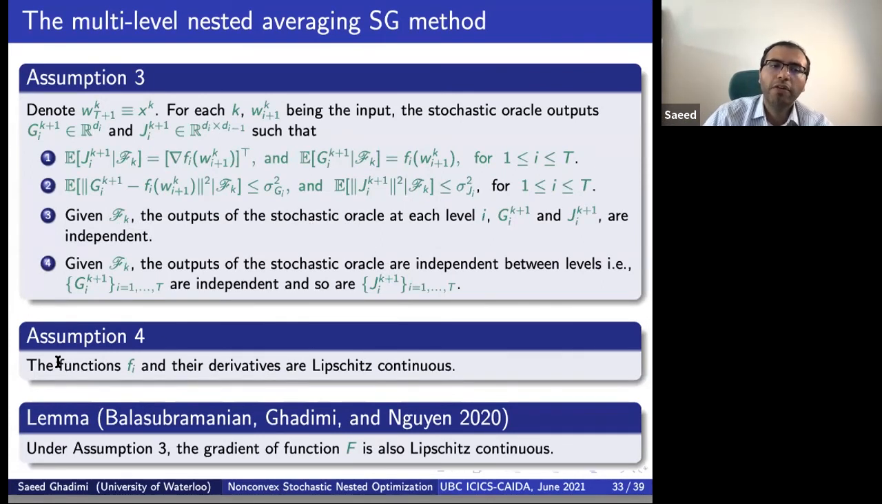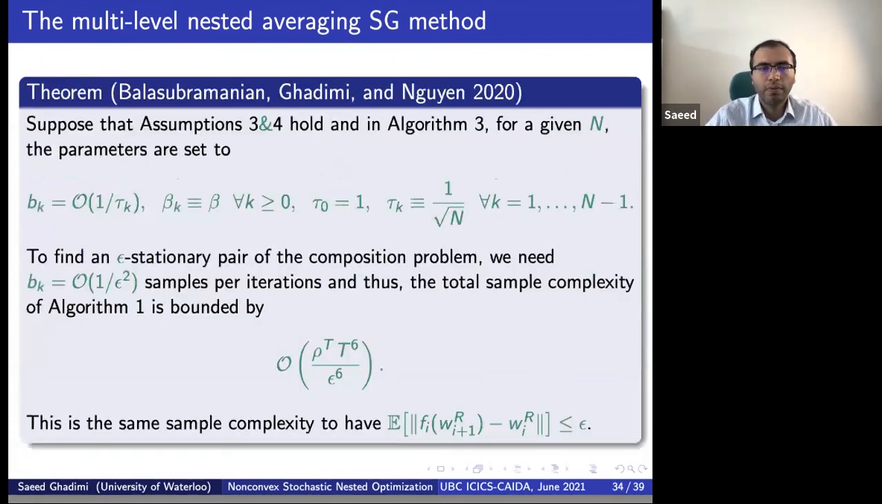Here again, we just assume that the functions F_i and their derivatives are Lipschitz continuous. We can show that under this assumption, when we have more than two functions, the overall objective function is also Lipschitz continuous. So here is the convergence rate for this algorithm. Beta_k is still a constant, tau_k is still 1 over square root of n, but b_k, the batch size per iteration, is 1 over tau_k. Essentially, it is a square root of n.